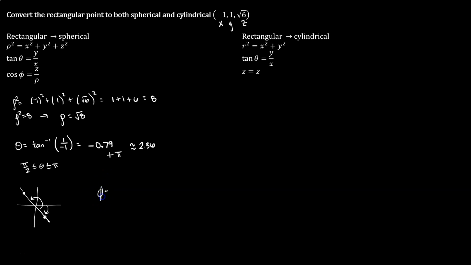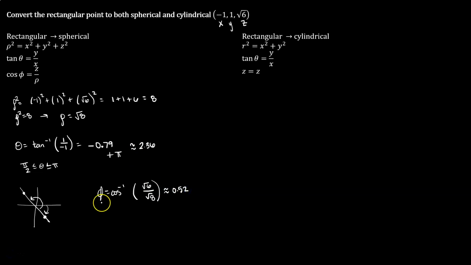And then we need to find phi. So phi would then be cosine inverse of z, which is root 6, over rho, which we found to be root 8. So we go to our calculator, cosine inverse of root 6 over root 8. And I get 0.52 approximately.